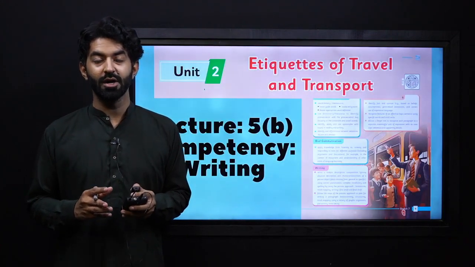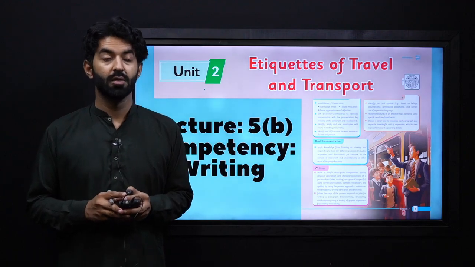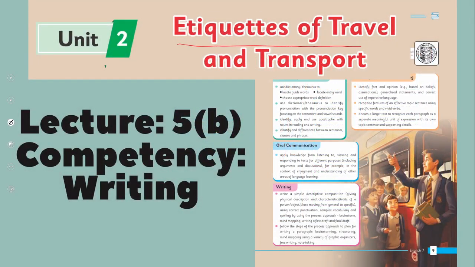Now, we know that we are dealing with our unit number 2 by the title Etiquettes of Travel and Transport. This will be our lecture 5B with the competency of writing.